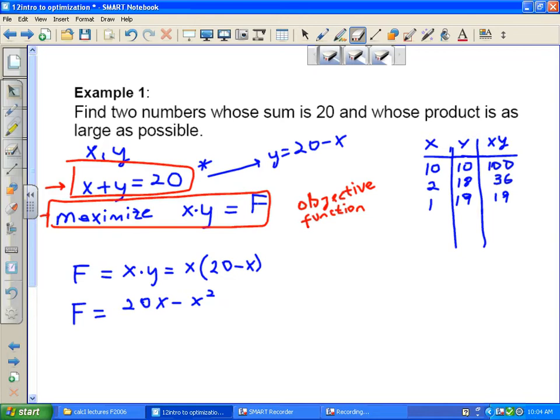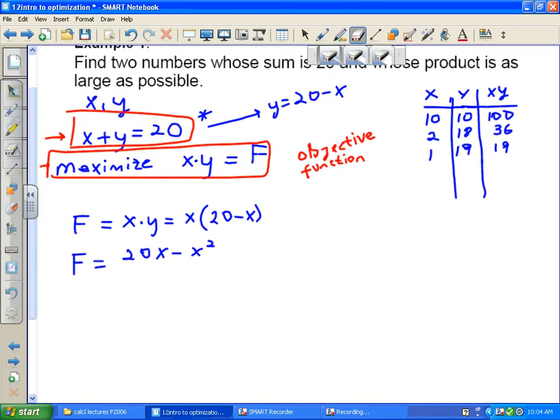Let's go ahead and do step number 3. Set the derivative equal to 0. In this case, the derivative is 20 minus 2x. Set it equal to 0 and solve for x. So we get x is equal to 10. No surprises there, right? We expected to get 10 and 10.